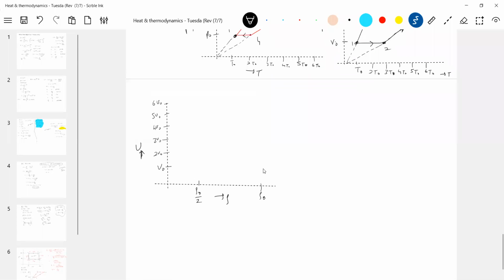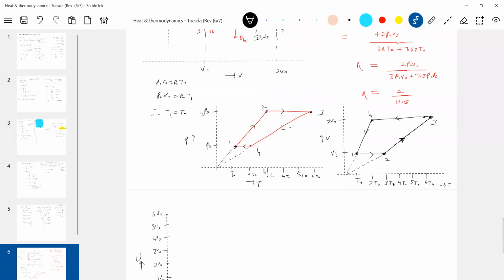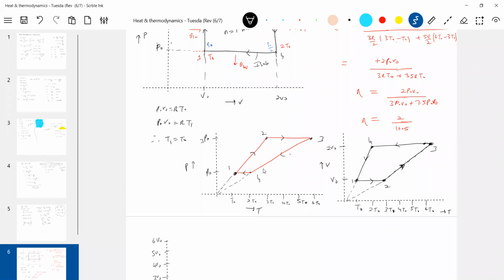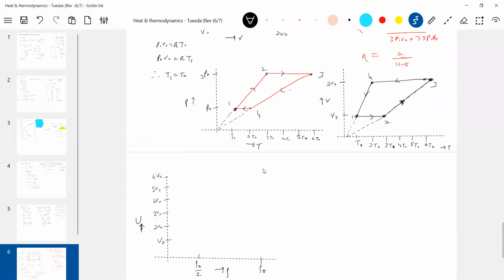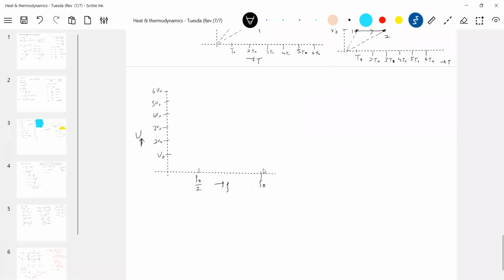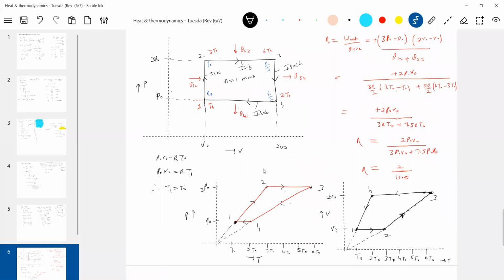Okay, let's talk about point 1. At point 1, it is U naught and rho naught. First, we'll locate the points. Don't bother about the graph.